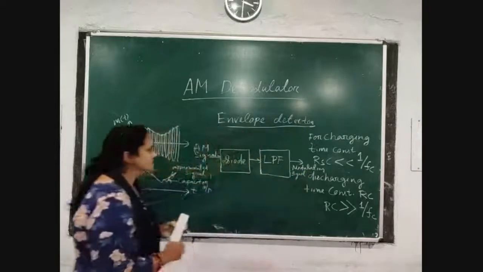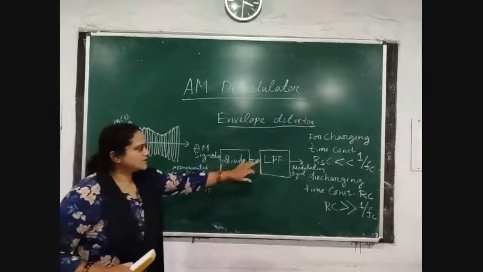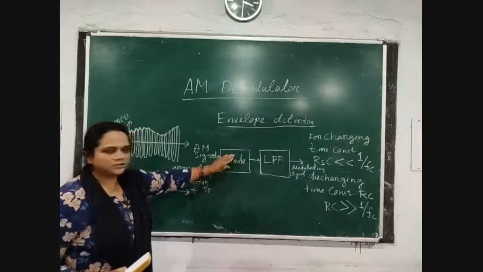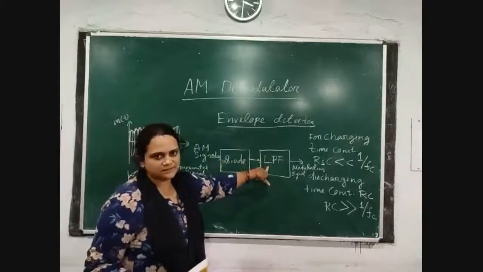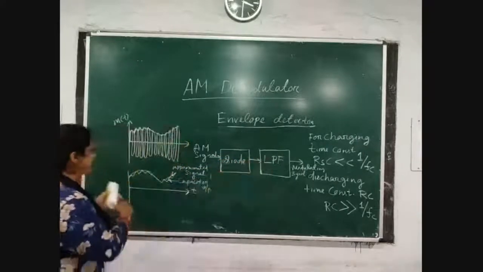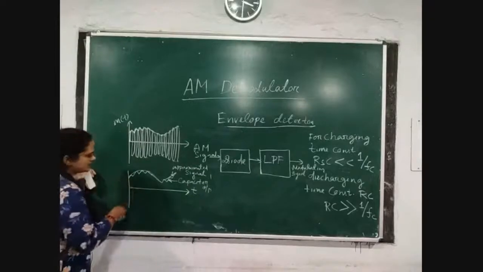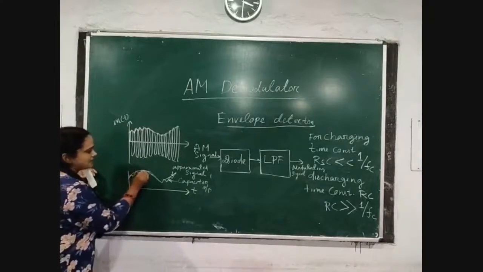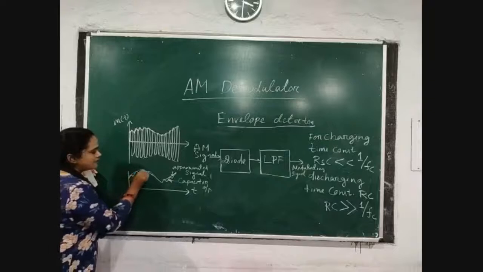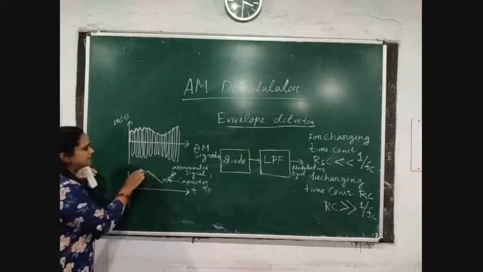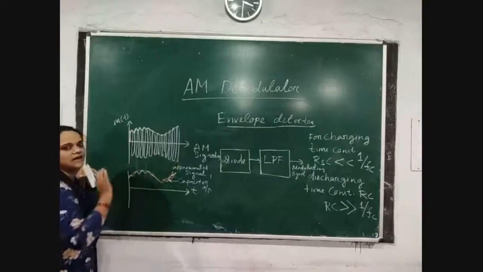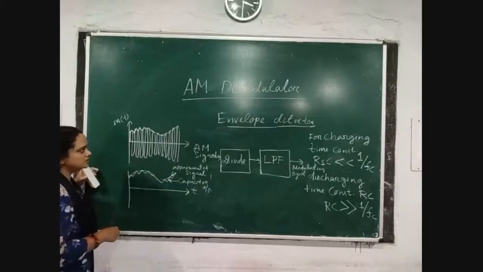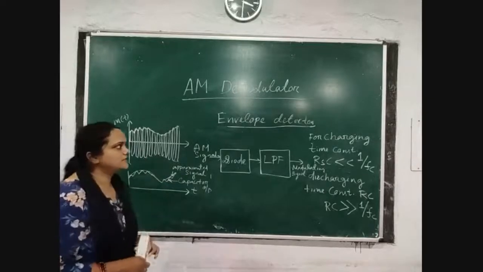Okay, so we know the operation of the diode, only the low pass filter remains. The low pass filter smoothens the signal, meaning here we get a spike-like structure, then we approximate the signal. That approximation is done by the low pass filter. So this is all about the envelope detector.